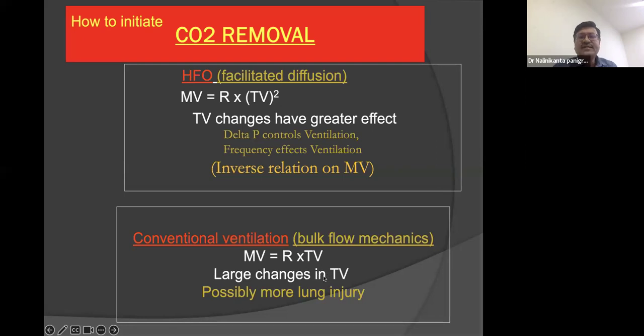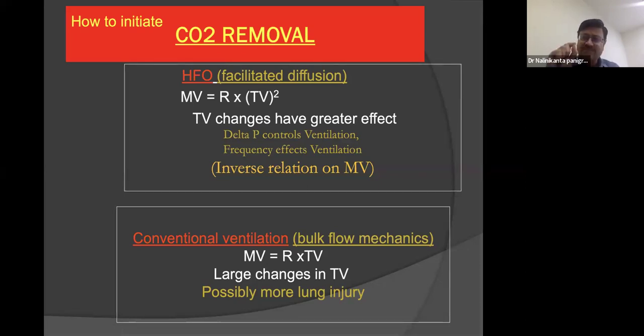So tidal volume: to get better minute ventilation, we have to increase tidal volume, which is directly proportionate, but increasing tidal volume also increases the injury. So now our target is a lower tidal volume, 1 to 2 ml per kg, and we want to ventilate in the HFO. Here also the minute ventilation is influenced by rate and the volume squared. So a mild change in the tidal volume in the HFO has a larger impact on the minute ventilation. This delta P controls the ventilation, but frequency directly alters the tidal volume to a greater extent.